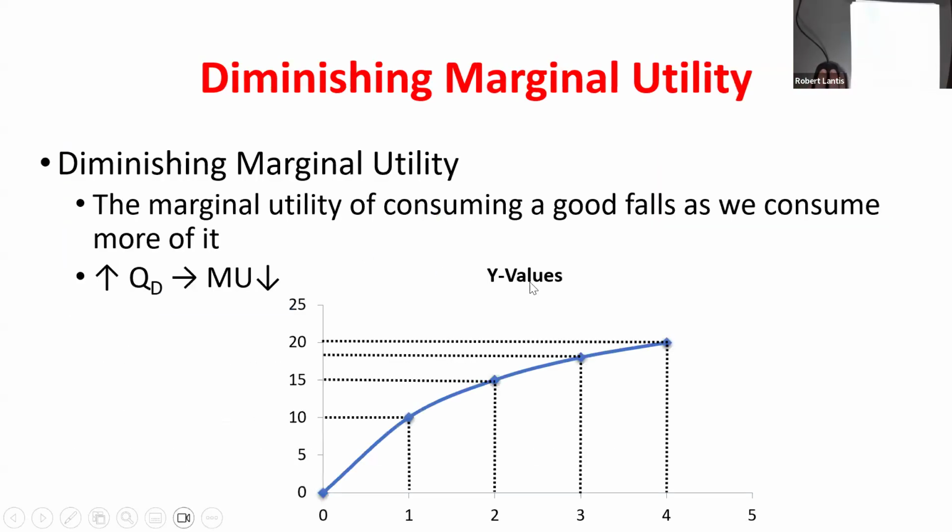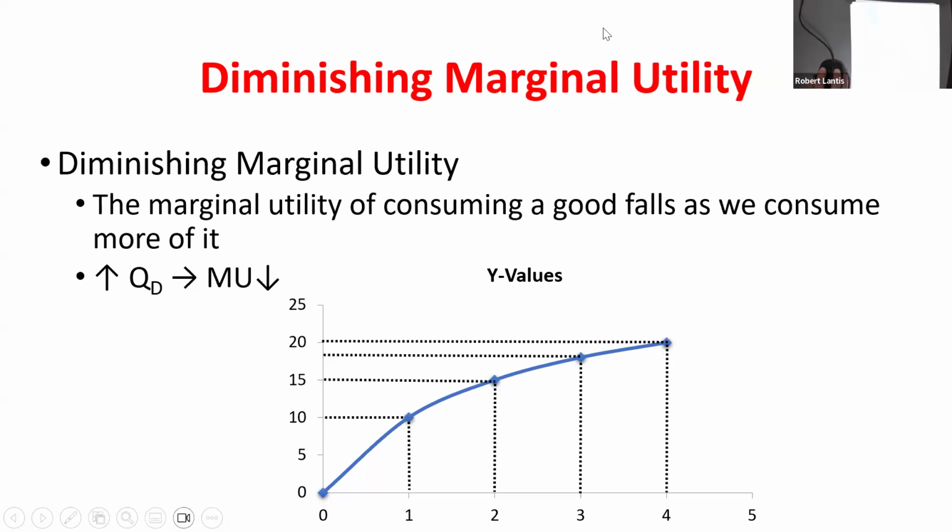Okay. So I can think about if I had a graph, graphing out the amount of total utility at different quantity values. Notice as my quantity is increasing and I have more of something, my total utility is still always going up, but it's doing so at a decreasing rate.